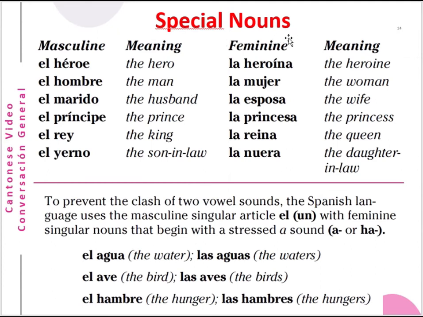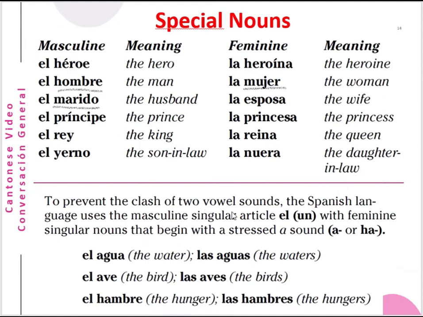Continue with the special nouns, masculine meaning and the feminine meaning. El héroe, the hero. La heroína, the heroine. El hombre, the man. La mujer, the woman. We change the word totally. El marido, the husband. La esposa, the wife. El príncipe, the prince. La princesa, the princess. El rey, the king. La reina, the queen. El yerno, the son-in-law. La nuera, the daughter-in-law.